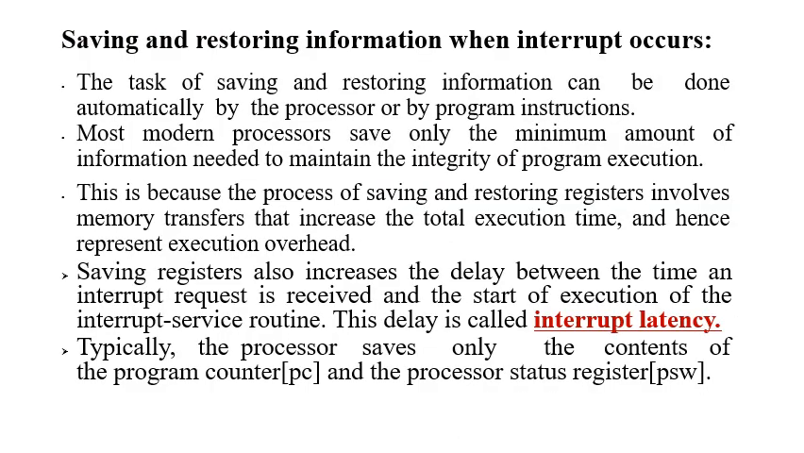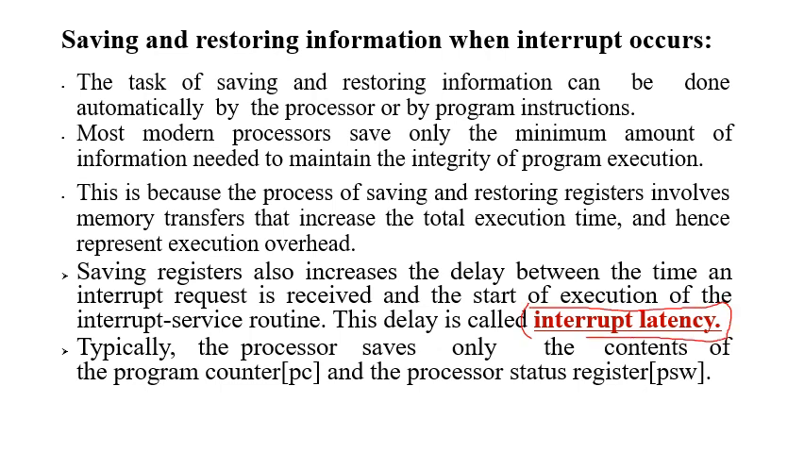In this slide we will be discussing saving and restoring information when the interrupt occurs. We know that when the interrupt occurs, we need to share some of the data that is present in some of the registers. As we know, when the interrupt occurs, we need to switch over to the interrupt service routine, execute it, and return back. There is a chance that you need to transfer some data from the main program to the interrupt service routine, or you may need some data from the interrupt service routine back to the main program. Most modern processors save only the minimum amount of information needed to maintain the integrity of the program execution. This is because the process of saving and restoring takes time, so this indirectly increases the interrupt latency.